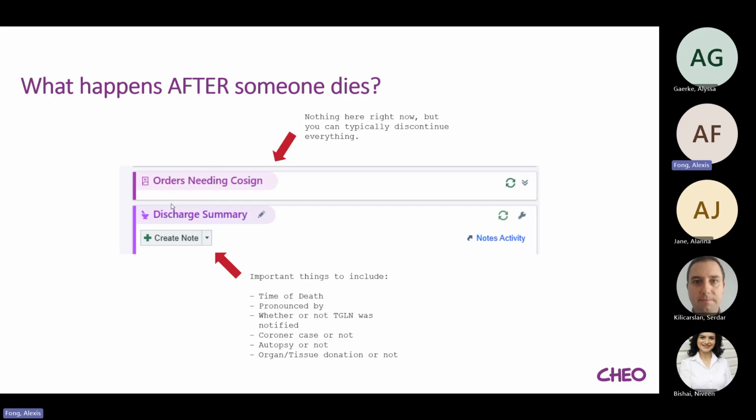And then a discharge summary. My only tip or suggestion for discharge summaries is to include time of death, pronounced by, whether Trillium Gift of Life Network was notified, coroner case or not, all of those things from the previous fields we filled in, and then route that to their care providers, like family doctor and other subspecialists who were following. You can absolutely send them the entire 30-page PICU discharge summary as well, but I find that this is a nice, short, succinct summary of what happened in a few lines.